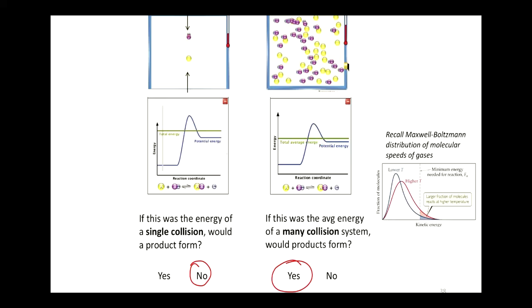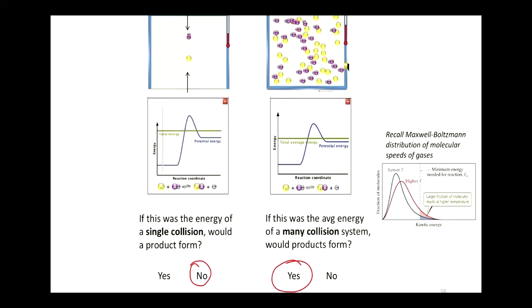And so that's the difference between a single collision and a many collision system. In this many collision system, some particles collide with more energy and some with less, and just a fraction, a larger fraction or a small fraction in this example, will actually clear that hill, because not all collisions have the same energy. It's just how we're representing this as the total average energy.